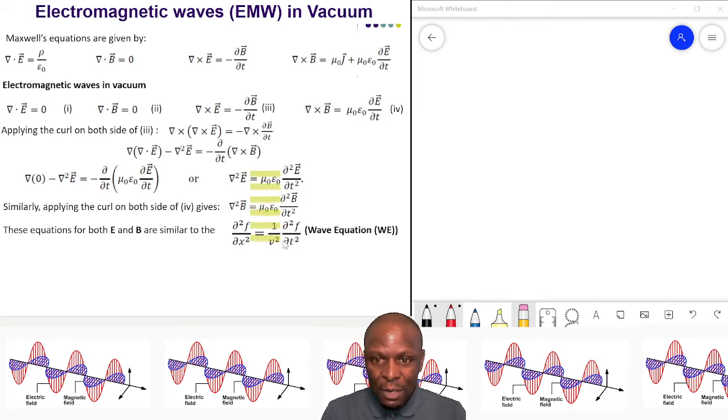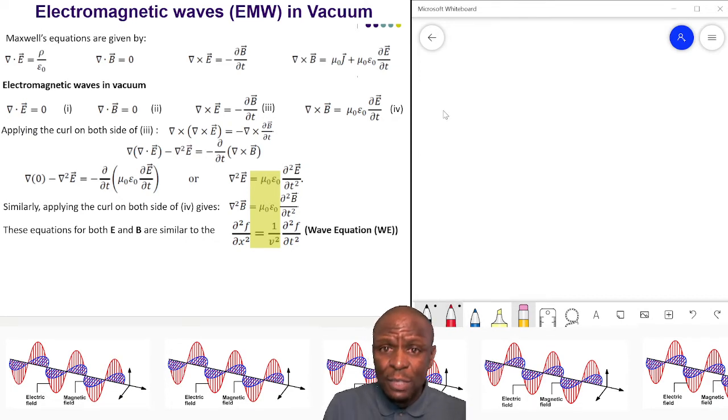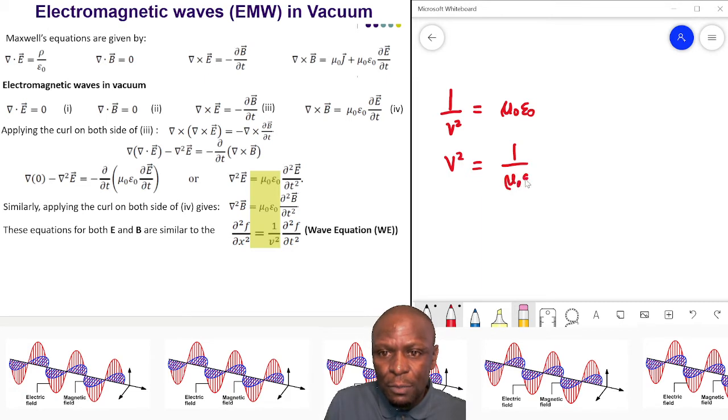Now we can actually see that we can compare the speed of that wave, 1 over v squared, and it must be equal to mu naught epsilon naught. So if you rearrange that equation, what are you going to have? You want to write v squared is equal to 1 over mu naught epsilon naught. So now we want to get the v. The square root of 1 is 1, and then the square root of mu naught epsilon naught.